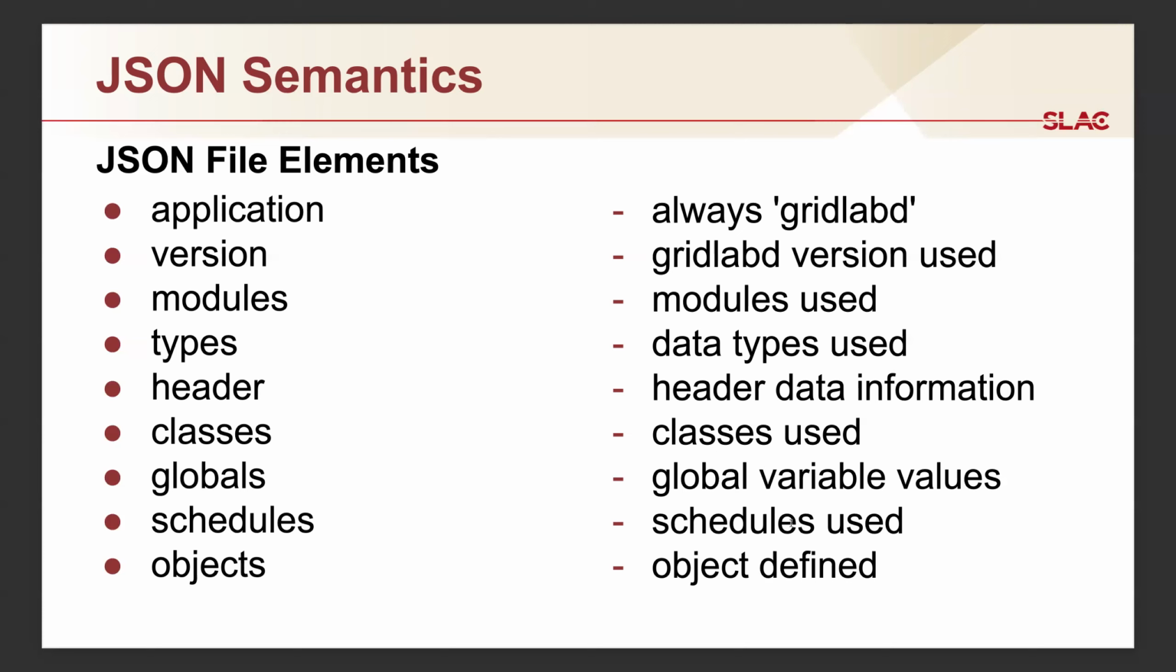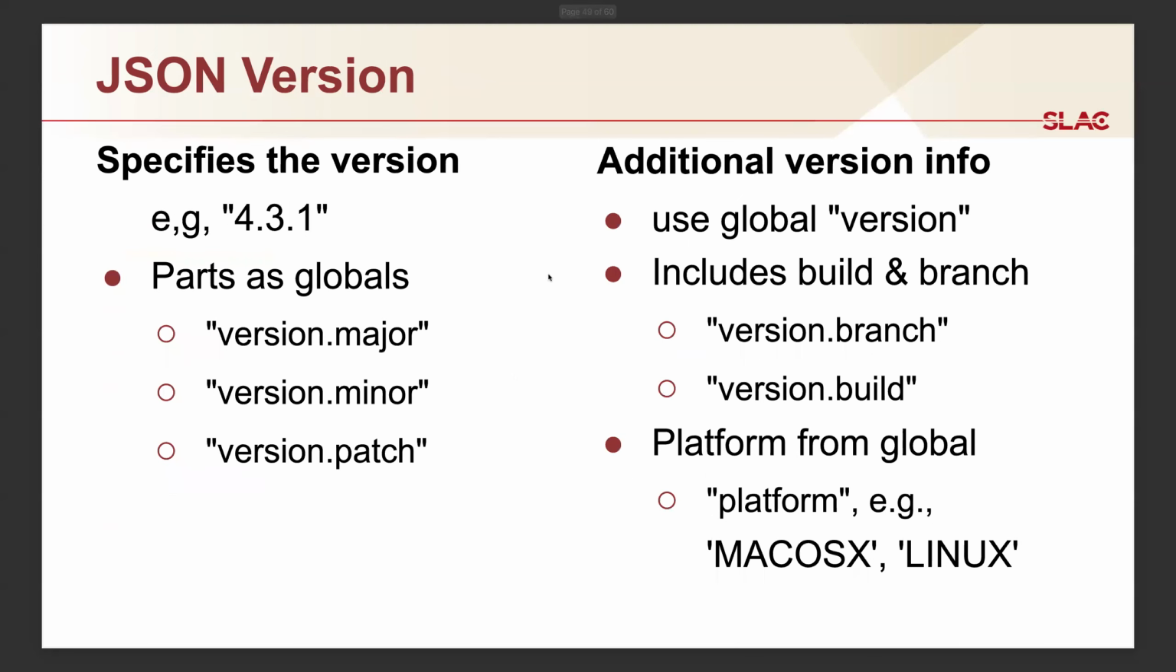The schedule and object definitions will be the actual model itself, whereas everything else will be the metadata that is needed to interpret the model. And so we'll go over all of these now and talk about each of the metadata and then the model data itself. So as I said, the version is generally the version that you're currently using, unless you're loading an older file.